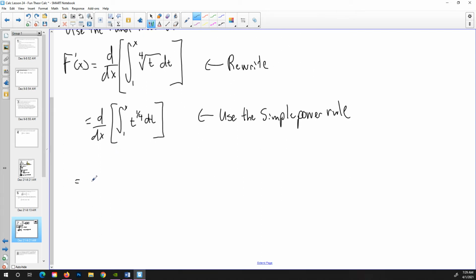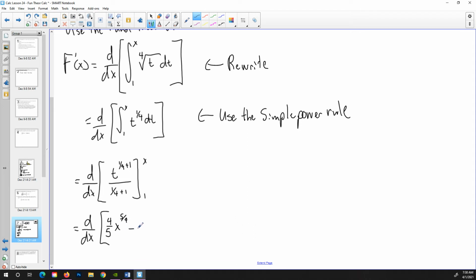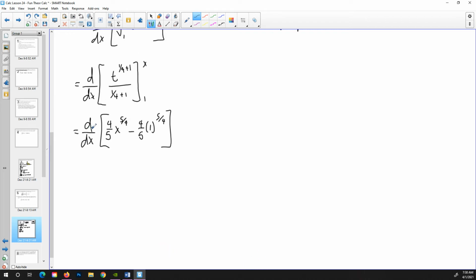And so we'll go d over dx of, this will be t to the 1/4 plus 1 over 1/4 plus 1. I suppose we could have done that in our head. Goes from 1 to x. And then we still haven't taken our derivative yet, so we got to write that. So this will be 4 over 5 x to the 5/4 minus 4 over 5 times 1 to the 5/4. Now, we could simplify that if we wanted to, but we're going to take the derivative of that.